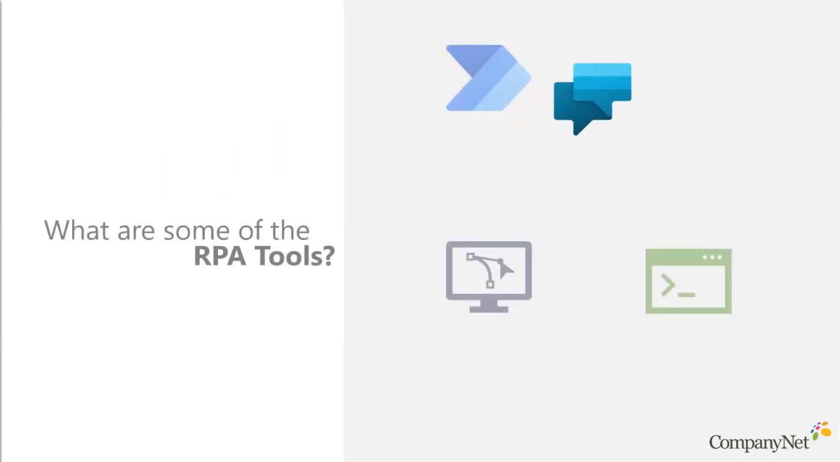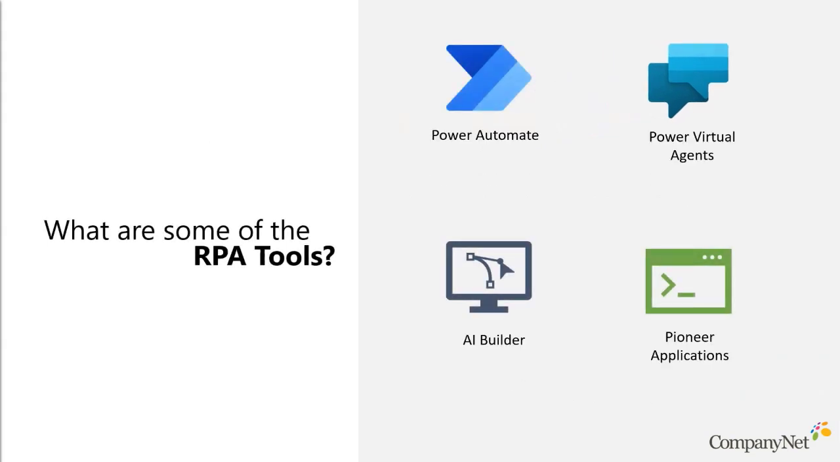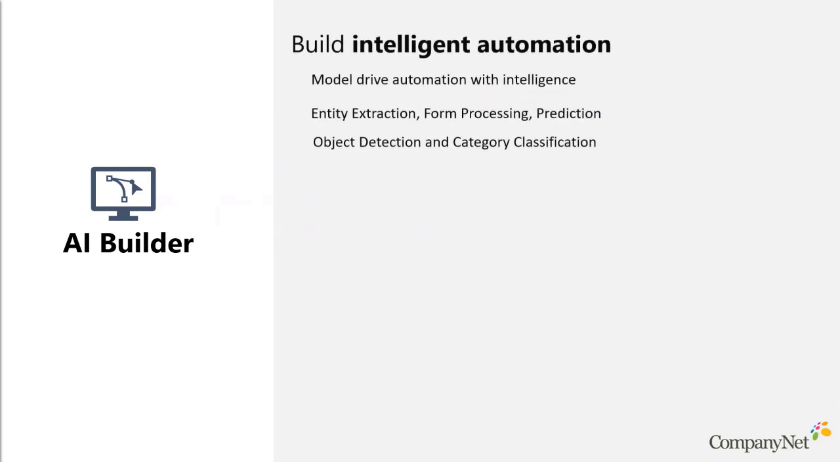So that's Power Virtual Agents. We'll show you a bit about that later on. Then AI Builder. So as I say, one of my favorites. What this allows you to do is to build intelligent automation. So you still may have your bots, your Power Automate, whatever at the front end, Power Automate desktop. You'll have that element there, but then it's going to use one of these models that you've built within the AI Builder to either do things like entity extraction, form processing, prediction, object detection, and category classification.